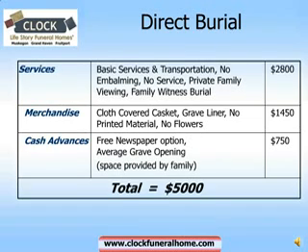to $5,000. Now, in all of the examples that I'm showing you today, I have assumed that the family already owns a grave space. So if you have to purchase a grave space, that would be in addition to the dollars you are seeing here.